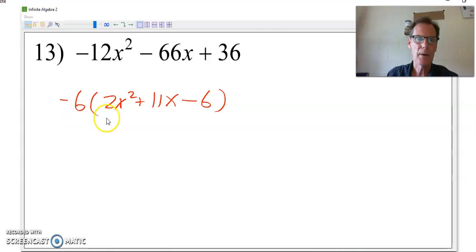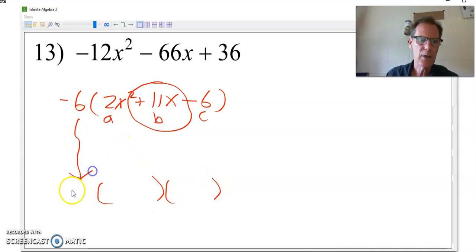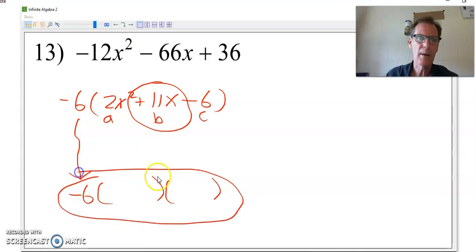Now that you've got that GCF out, continue with your A, B, C process, figure out how to bust the B's, and do your group factoring thing. Eventually you're going to come out with a set of binomials, and don't forget that the GCF that you pulled out is part of your solution, so it's going to be negative 6 times however that whole process with the x factored out for you. So that should get you started.